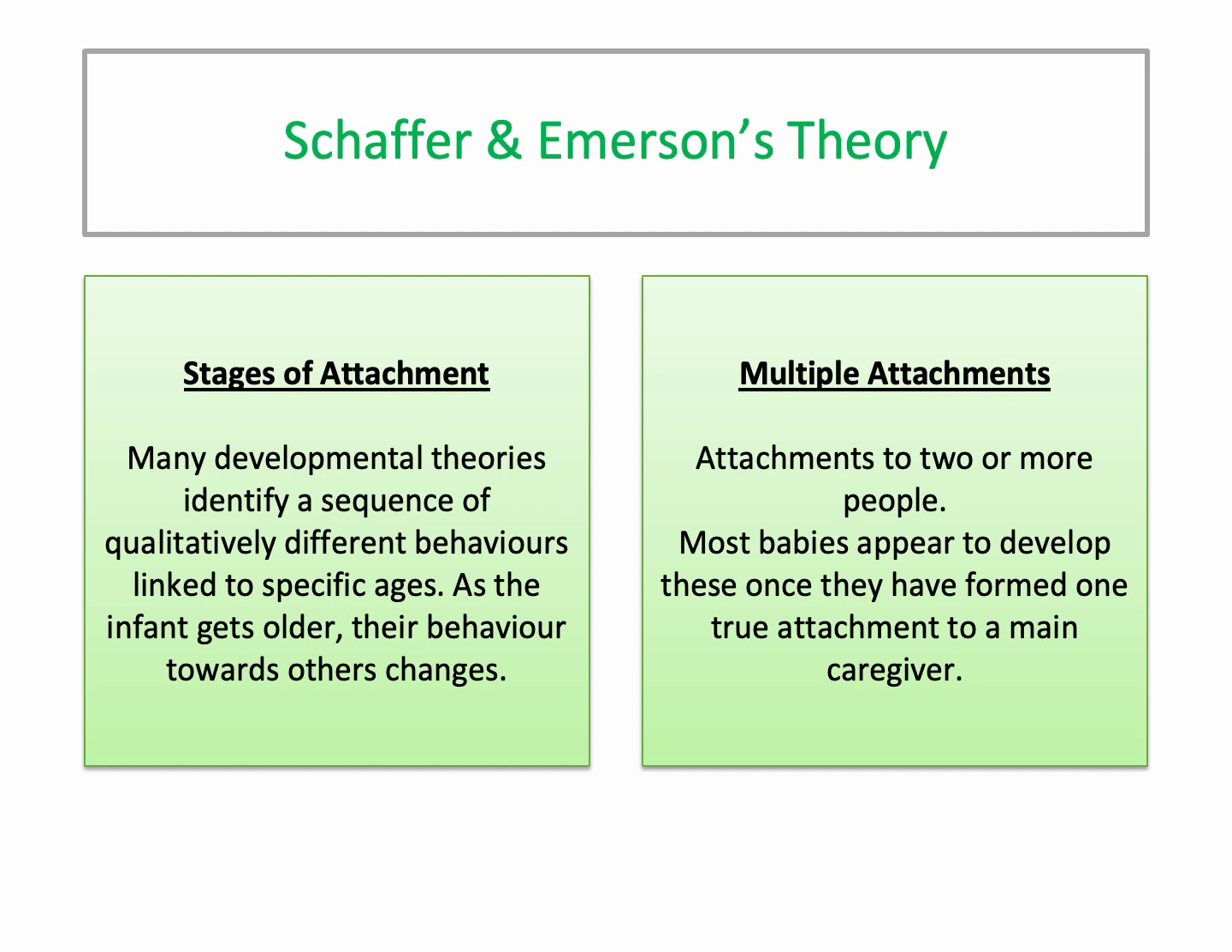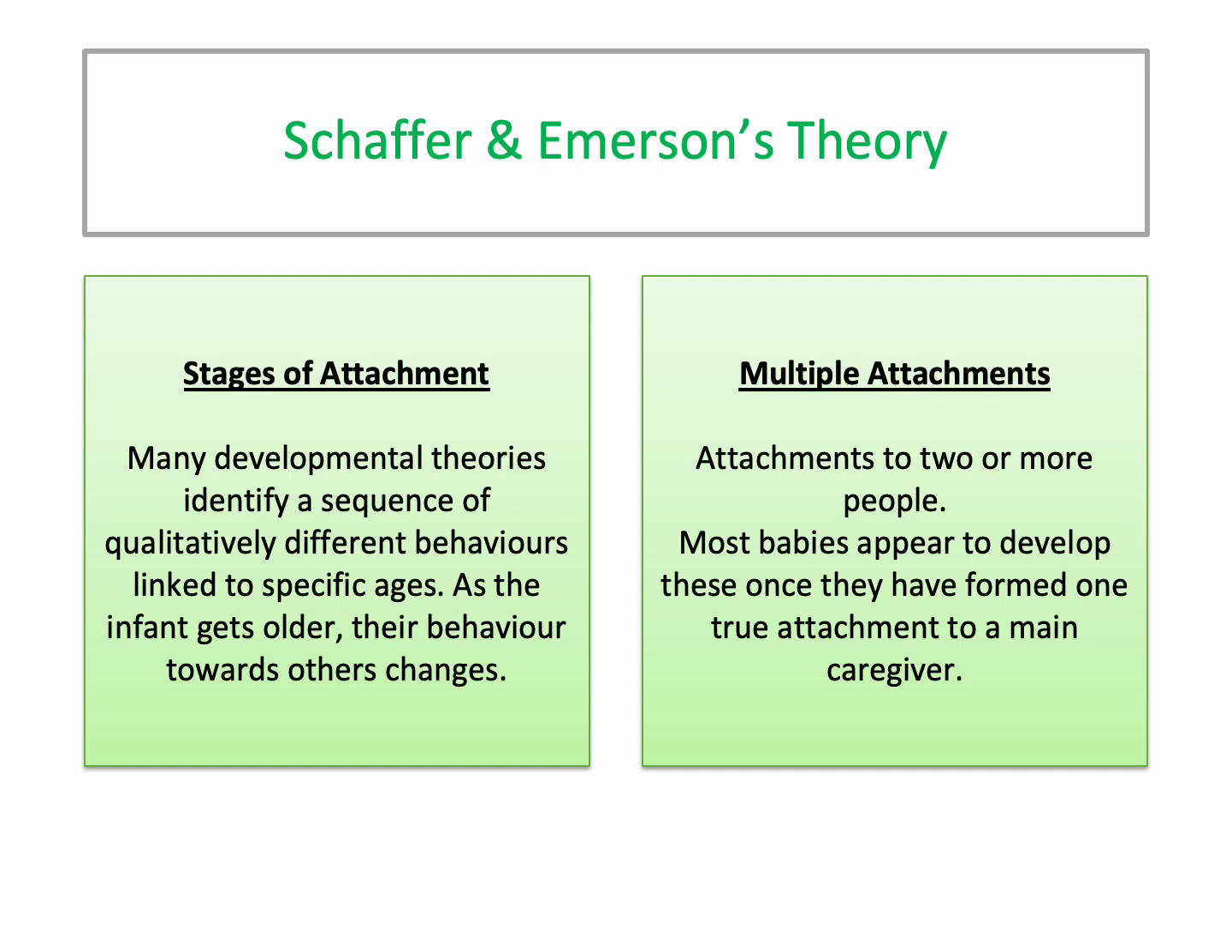So Schaffer and Emerson used that study to develop this theory that we're about to look at, which is about the stages of attachment, which identify a sequence of different, qualitatively different behaviours. So the information from each stage changes and links with each age. As each infant gets older, the behaviour changes. And then ultimately the last stage is the multiple attachments, where they can develop attachments to others once they've got that main attachment to their primary caregiver.